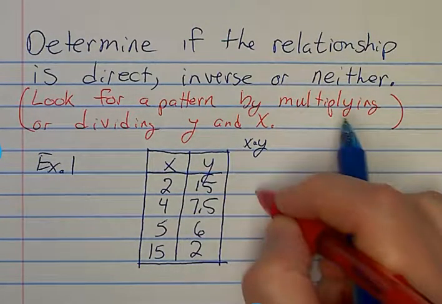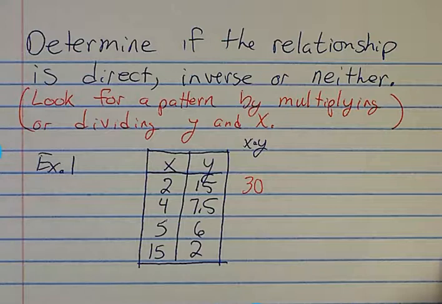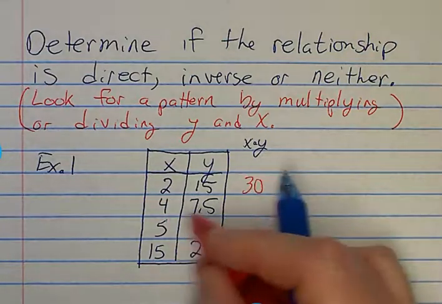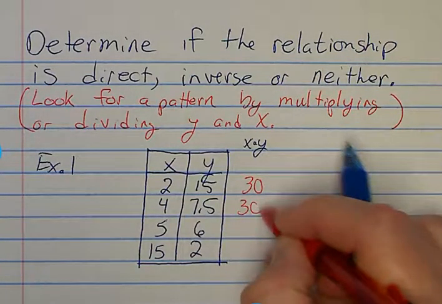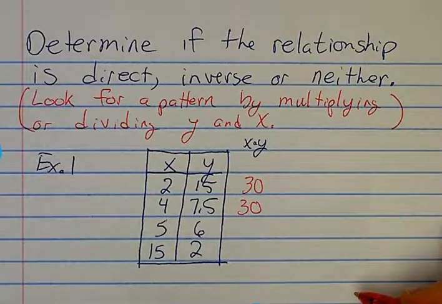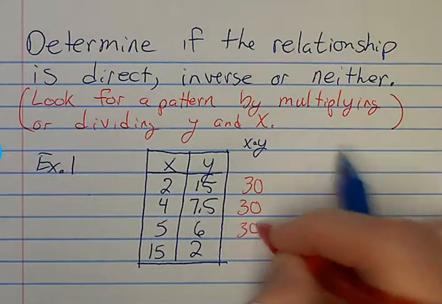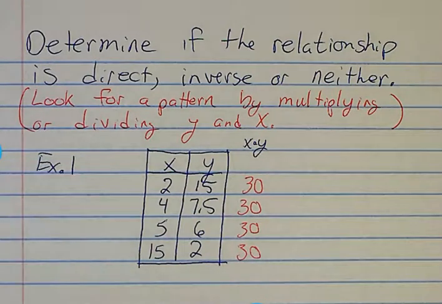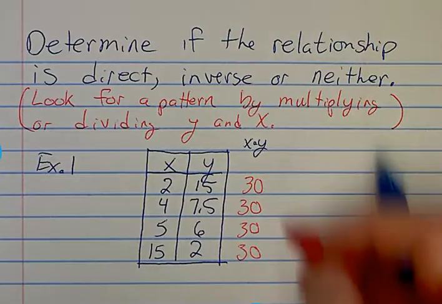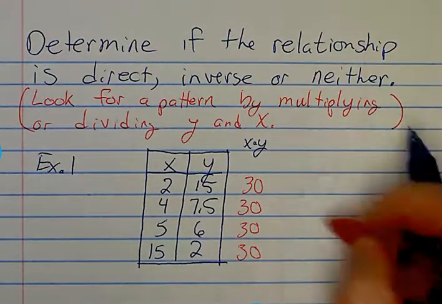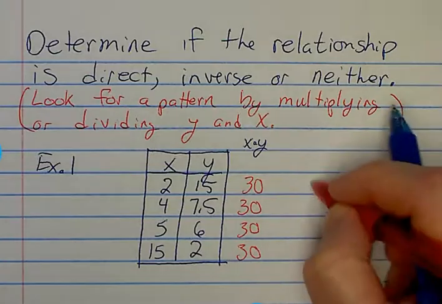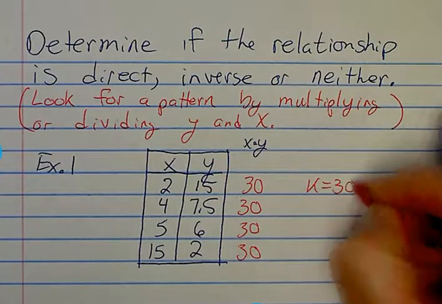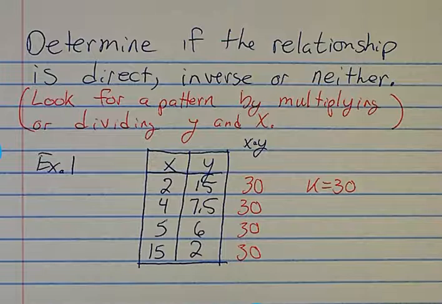2 times 15 is 30. 4 times 7.5, still 30. 5 times 6, 30. 15 times 2 is 30. Okay, so if you have a pattern here, if you multiply them together and get the same number every time, that tells you that the k value is 30, because that's the one number we keep getting over and over.